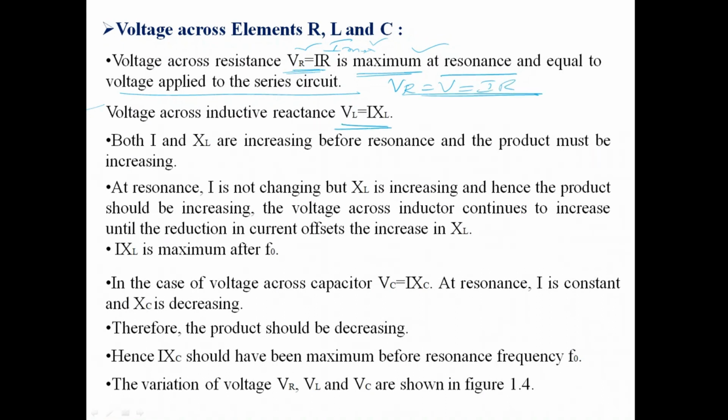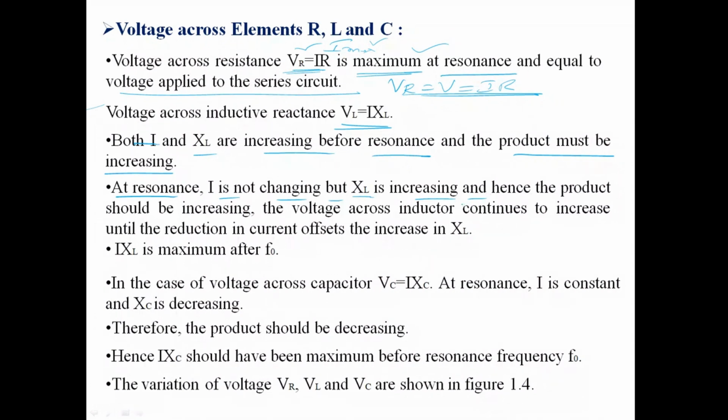Then the voltage across the inductance. The expression for the voltage across inductance is I into XL. Both I and XL are increasing before resonance, that we have seen in both the graphs. Current is increasing before resonance and inductive reactance is also increasing, and therefore the product must increase. Therefore, at resonance, I is not changing, but XL is increasing.